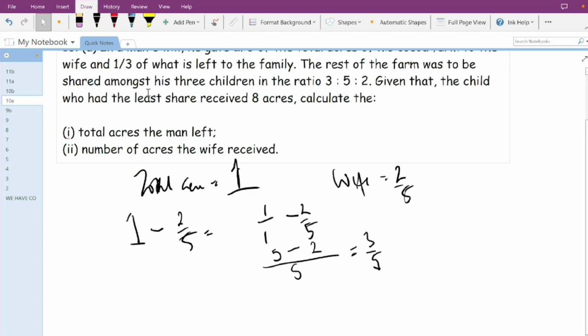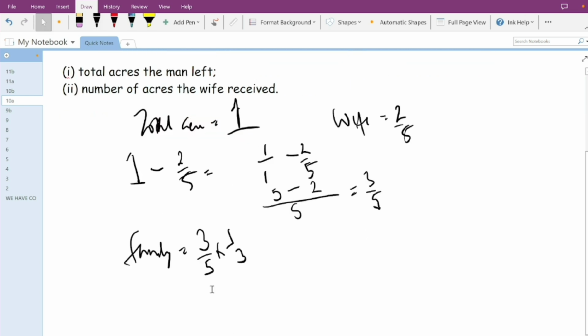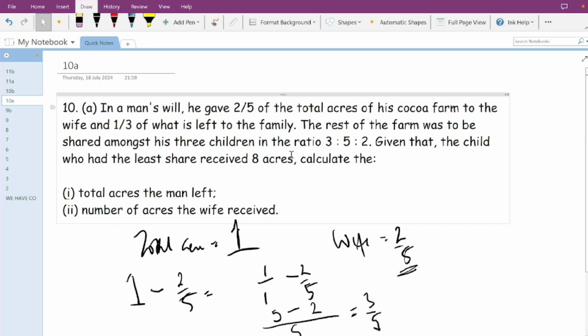Now they said the family received 1/3 of what is left. So we have 3/5. Then the family receives 1/3 of what is left. What is left is 3/5 times 1/3. Then we have 3 here 1, 3 here 1. So we have our answer as 1 times 1, 1. Then 5 times 1, 5. The family received 1/5. Now to the third part of the question.